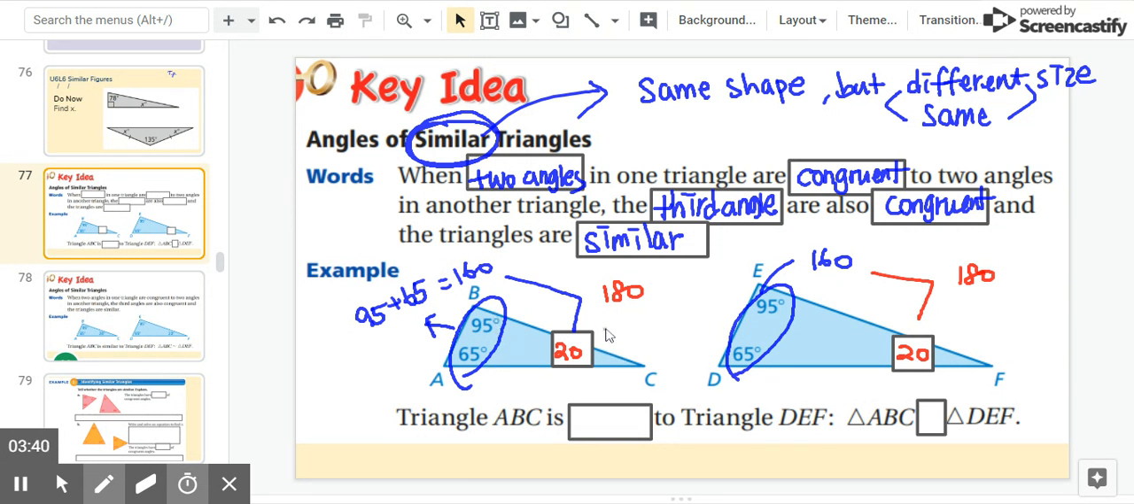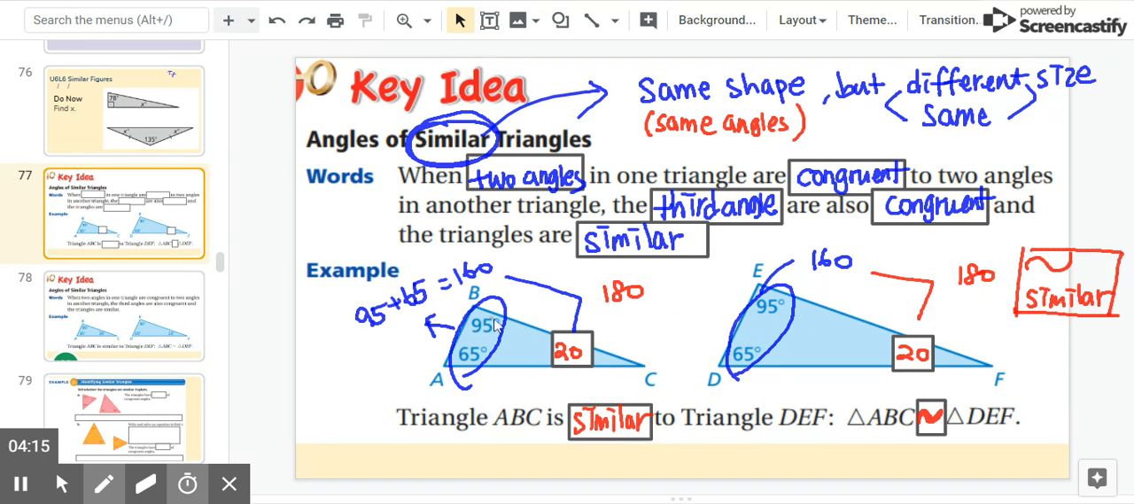So it has the same shape. The same shape means they have the same congruent angles. So now I can say if all three angles are equal, then I can say triangle ABC is similar to triangle DEF. So triangle ABC and DEF, it's similar. This is a symbol for similar. It's like a wave. It's like this. It's similar. Copy.